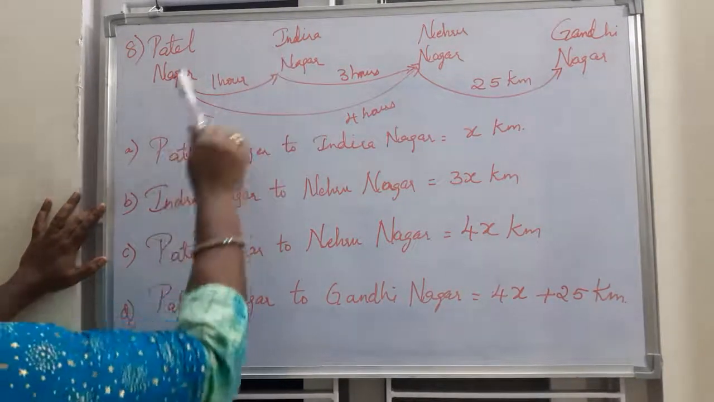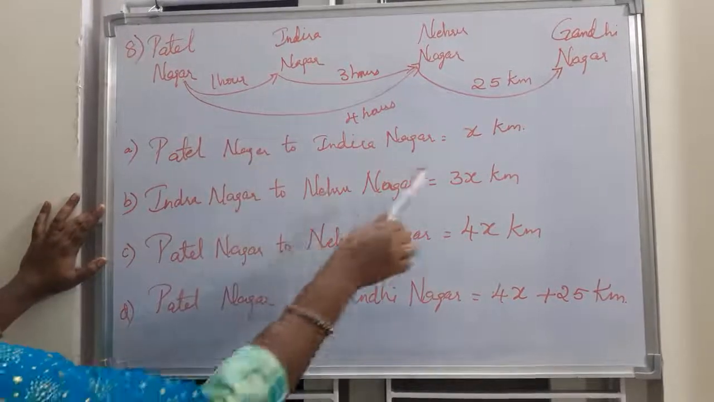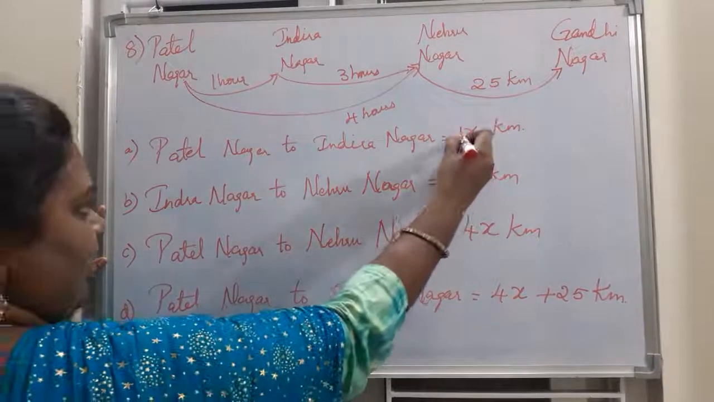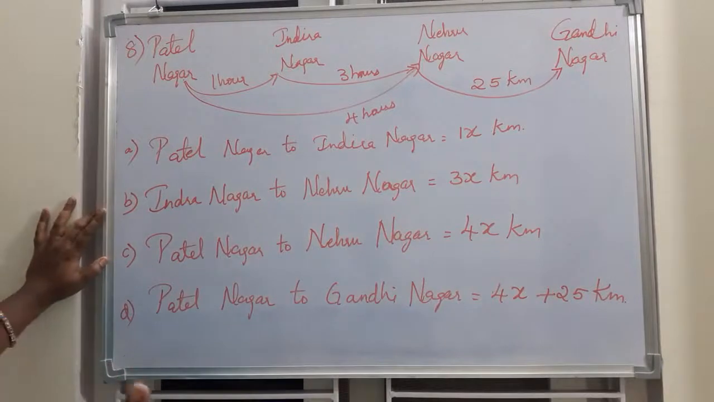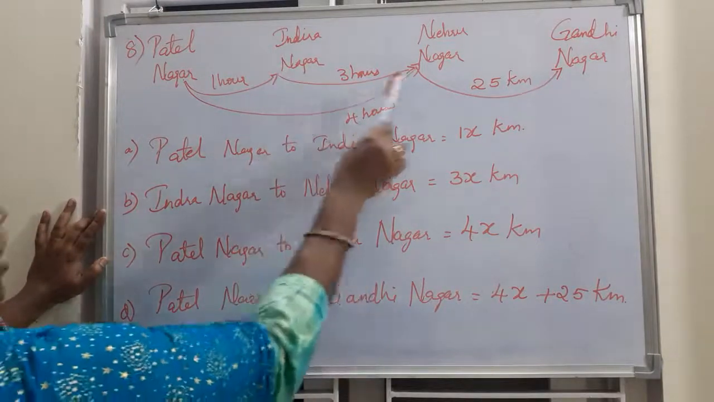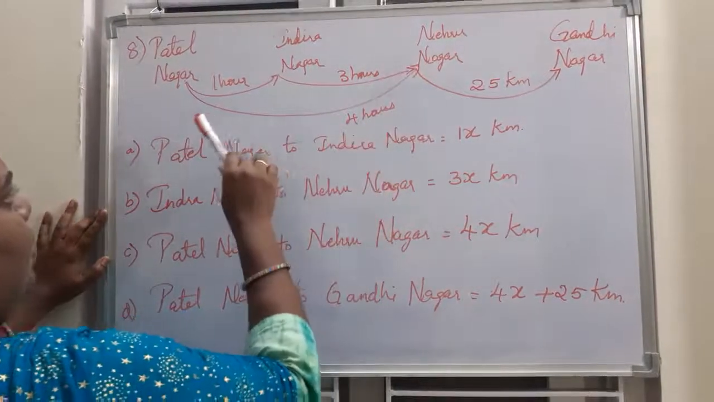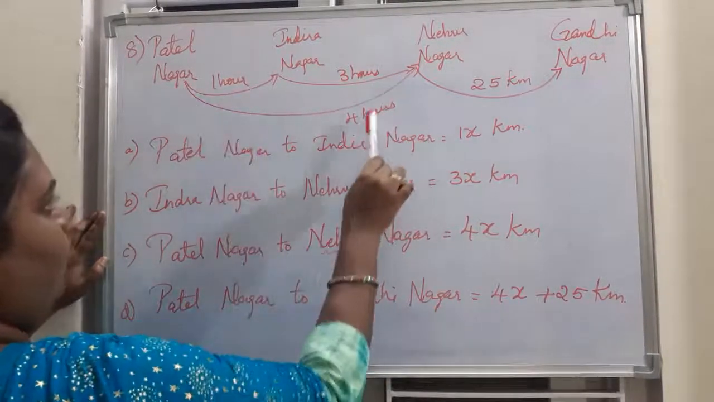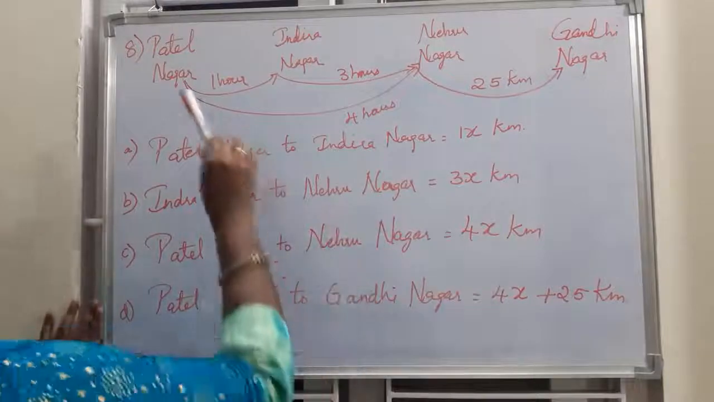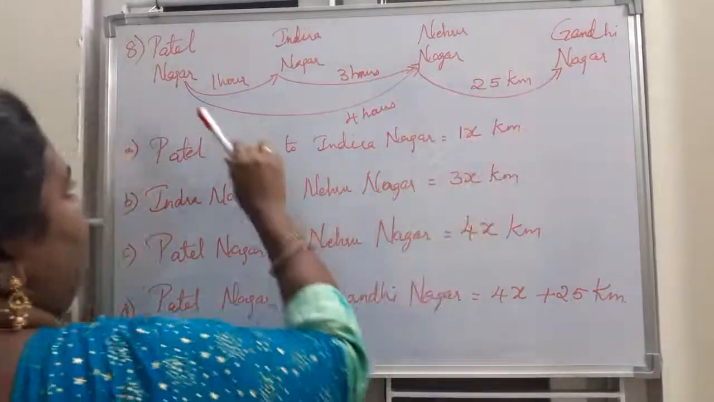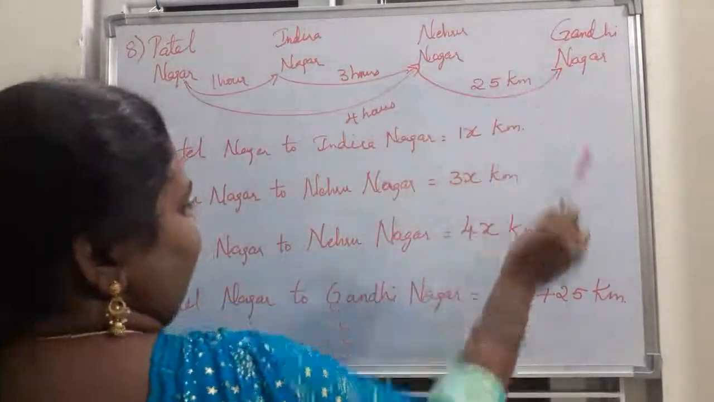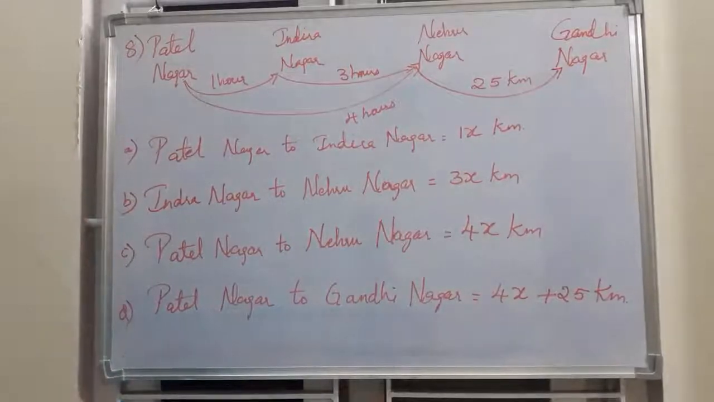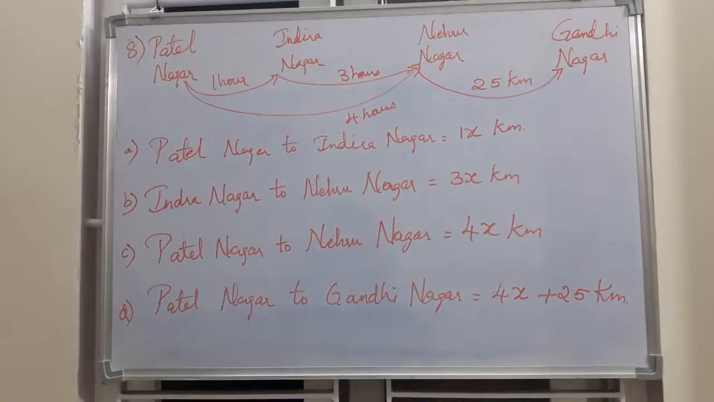From Patel Nagar to Indira Nagar, he is taking 1 hour. So x kilometers, or you can write 1x. 1 hour means 1x. Okay. Next, Indira to Nehru is taking 3 hours. So that is 3x. Patel to Nehru is taking totally 4 hours. So 4x. Now Patel to Gandhi totally 4x plus 25. Final is that. Okay, children. I hope you understood this question. We'll go for the next question.